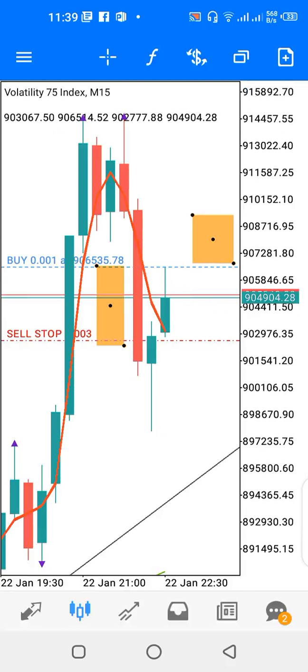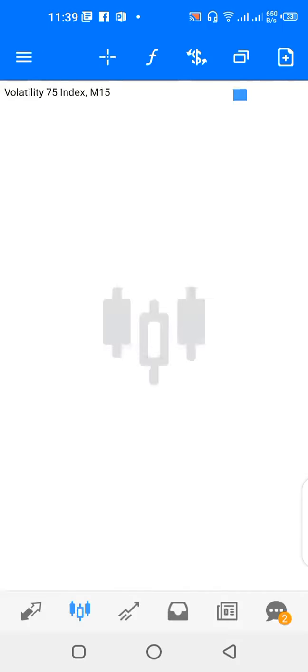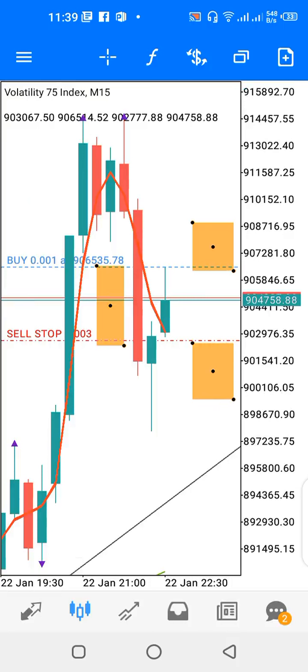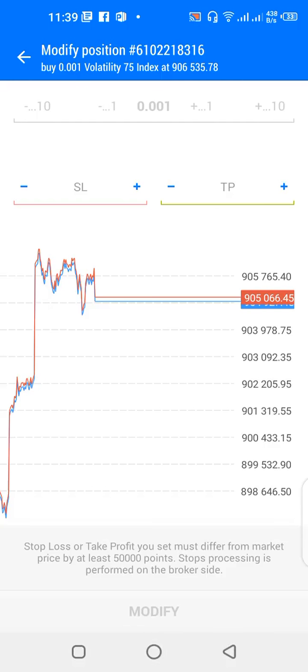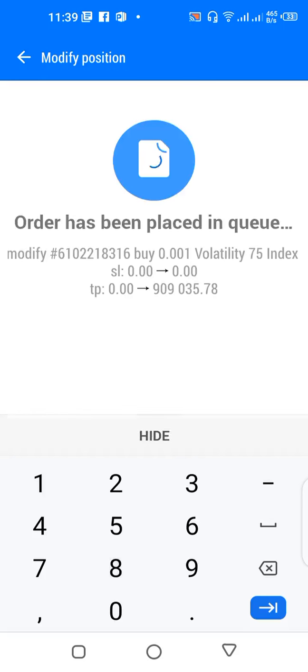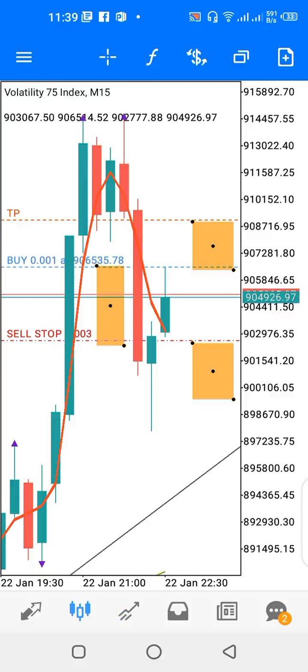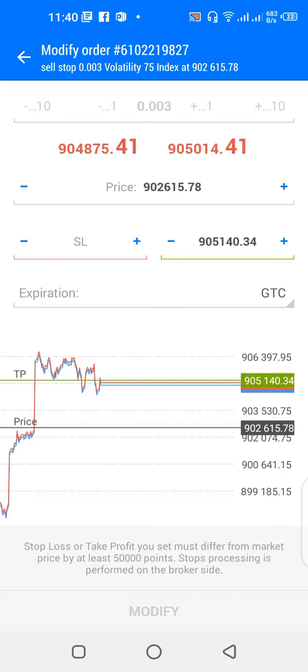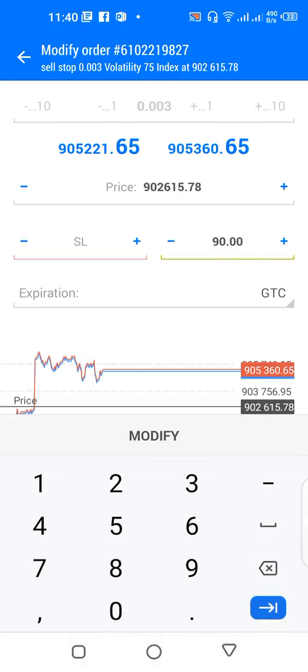Now you take profit on either side. Take profit on this side will be 2,500 points for Volatility 75 Index, and take profit on the other side is also around 2,500 points. If I measure 2,500 points above my original trade, I'll have 909,035.78. So I'm going to set my TP at 909,035.78. That's my TP for the current running trade. Of course, my TP for the hedge trade will be 2,500 points below that level, which is around 900,035.78.